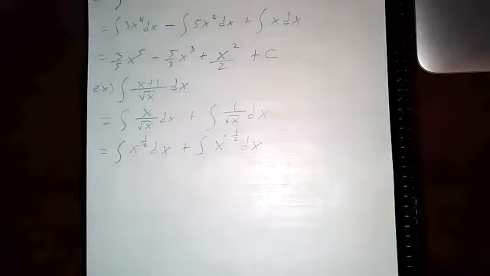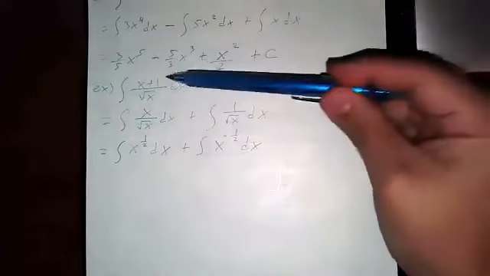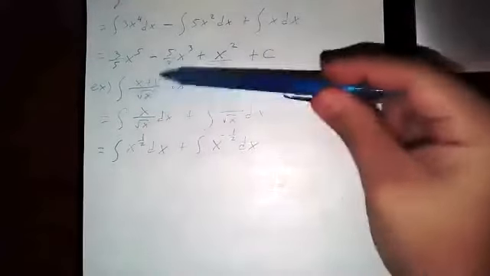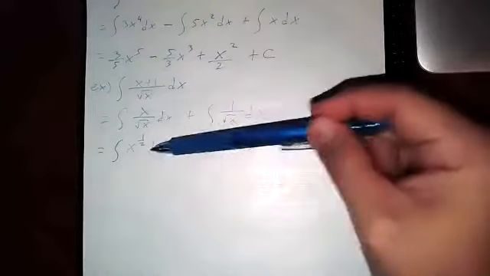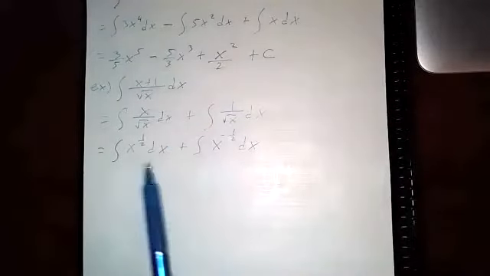Does that make sense? How you set them up? Because at first glance, it was like, how the hell do I do this, right? But once you do this, it's just basic power rule. No big deal.